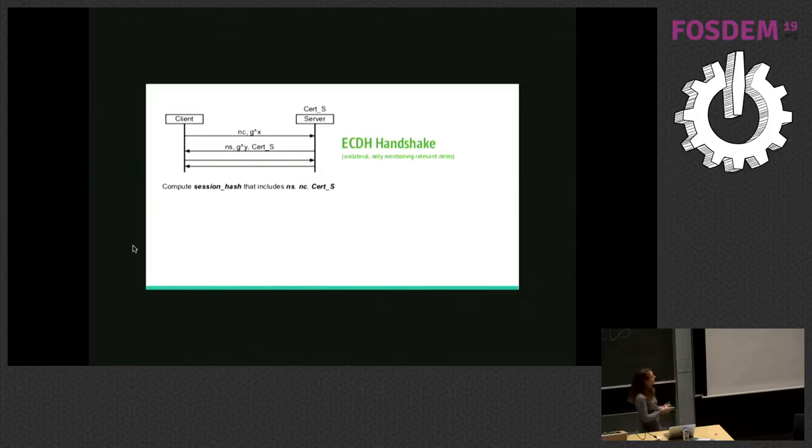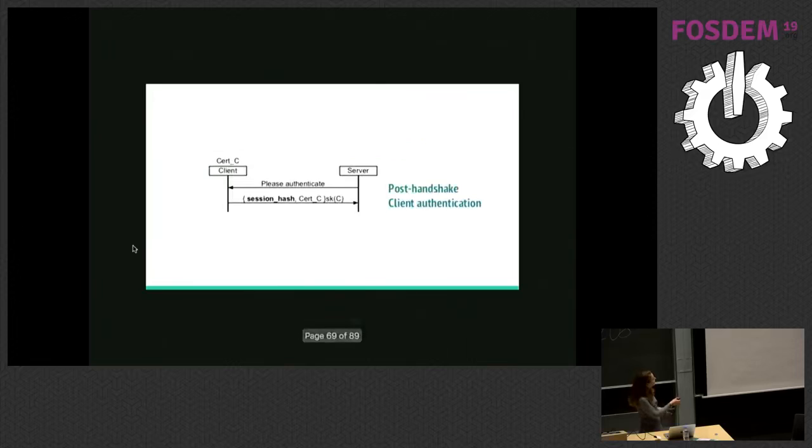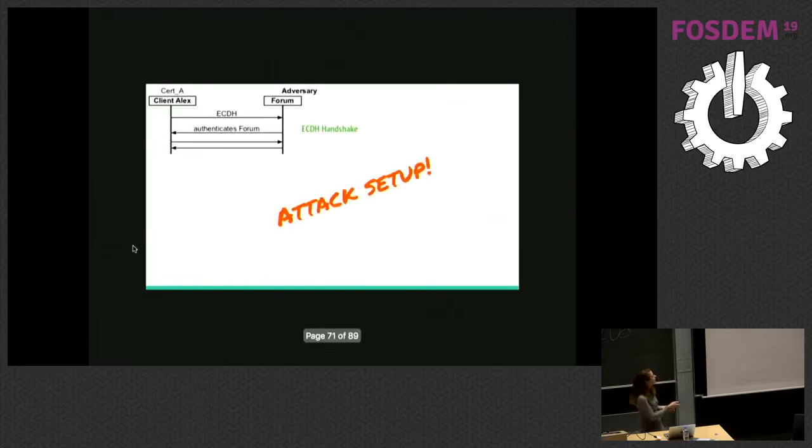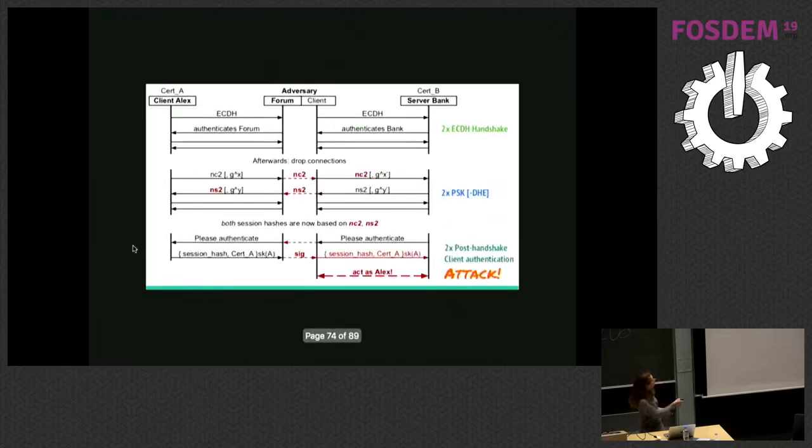So the attack, I won't go through it in much detail, but it actually exploits the use of three different TLS handshakes. This is an initial handshake. It exploits the post-handshake client authentication, and it also exploits this resumption handshake, which is a pre-shared key handshake. All of those handshakes in combination lead to this attack, where an adversary can, right at the end here, impersonate a client. So if you are an honest client and this is your bank, the adversary can impersonate you.